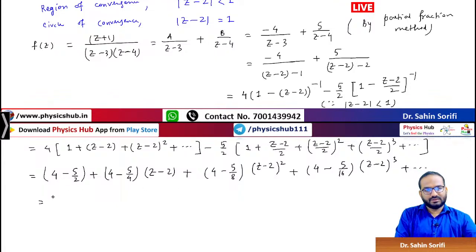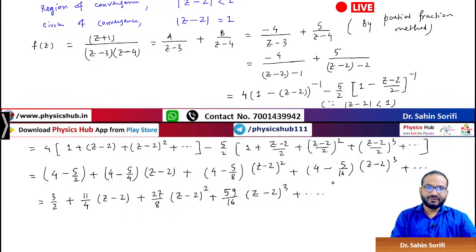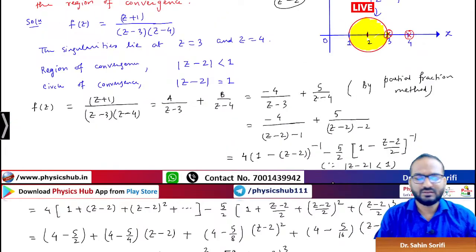So if you simplify a little bit more, this will give you 3 by 2 plus 11 by 4 (z minus 2) plus 27 by 8 (z minus 2) whole square plus 59 by 16 (z minus 2) whole cube and so on. Okay, so this is one approach we have learned on the last day.